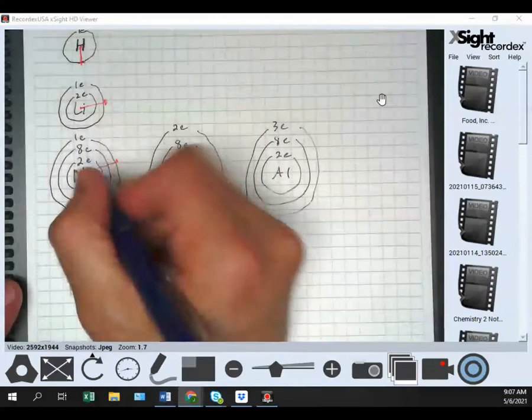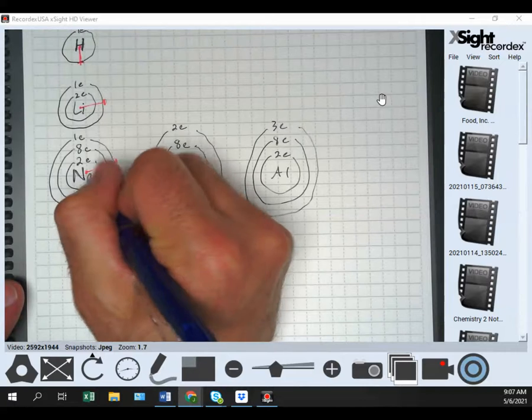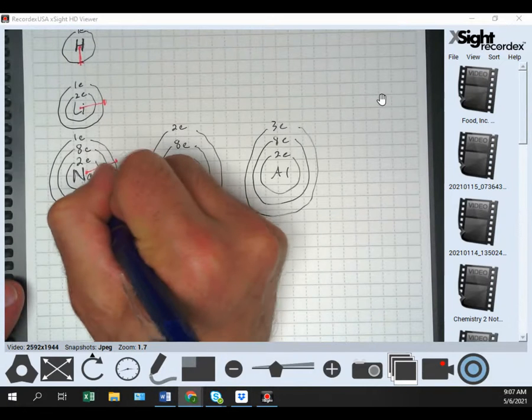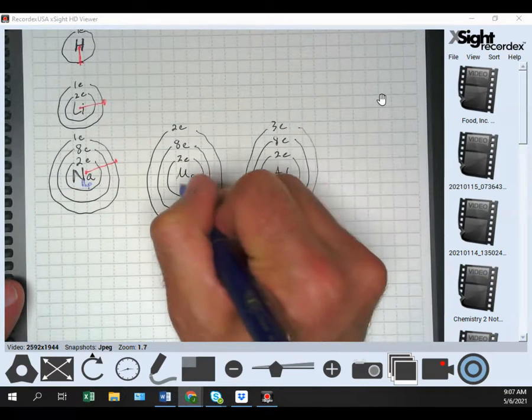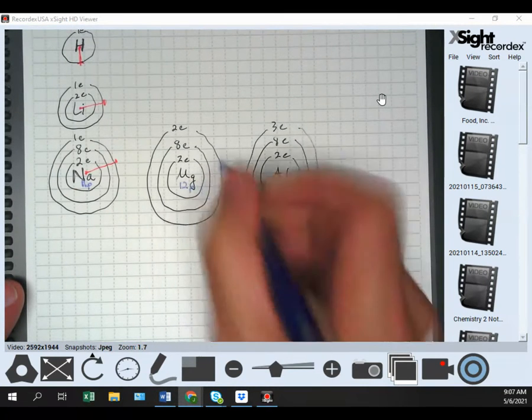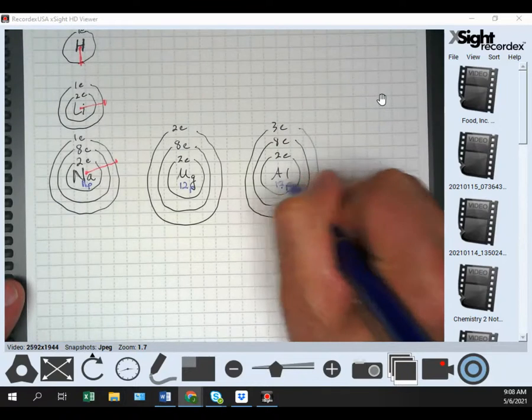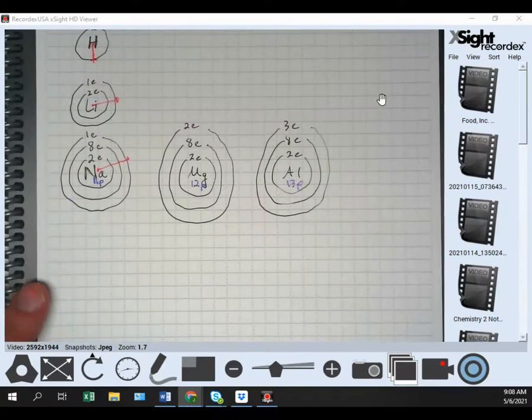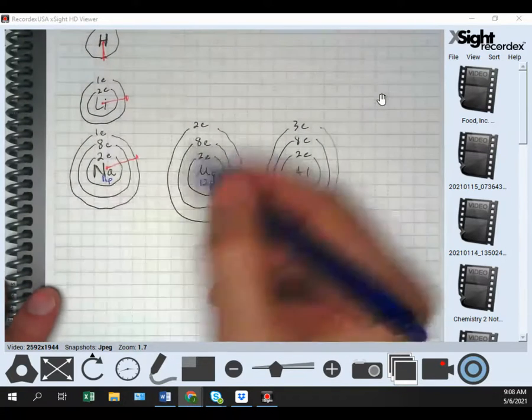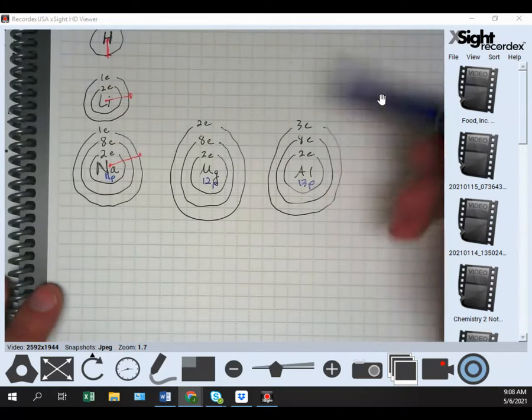too, right? So sodium has 11 protons. Magnesium has 12 protons. It's the atomic number. Aluminum has 13 protons, right? So they're not gaining an extra energy level yet. They don't have enough electrons.